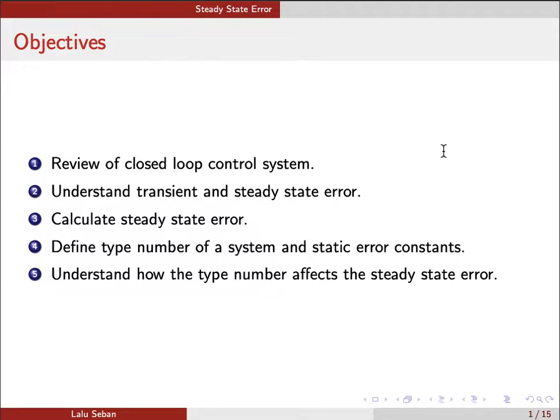First of all, we'll see the objectives of today's lecture. We will review closed loop control system. We'll try to understand the difference between transient and steady state error. We'll see how to calculate steady state error, define type number of a system, and we'll also define static error constants. And we will understand how the type number of a system affects steady state error for different kinds of typical inputs. Here inputs means the reference signal.